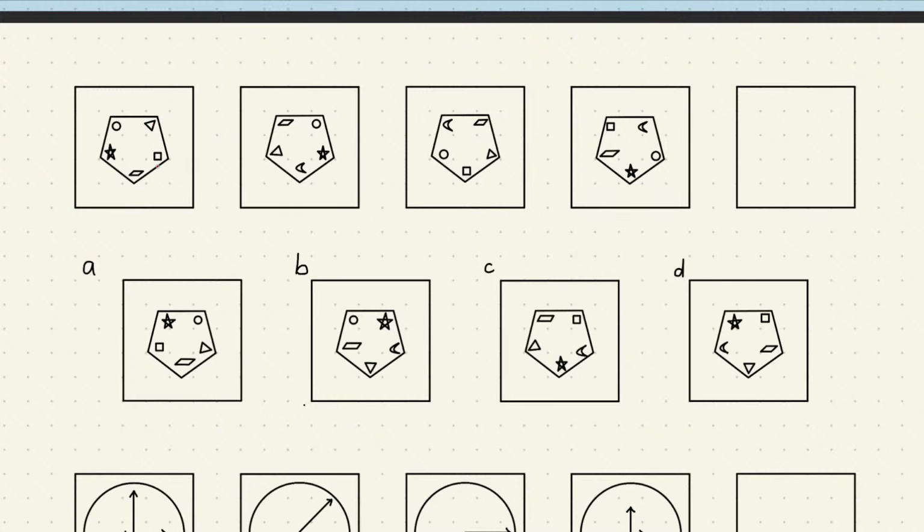Here we'll notice we've got a circle. We've got a square as well in this one. We've got a square here as well. This one doesn't have a square for some reason. Why does this one not have a square?